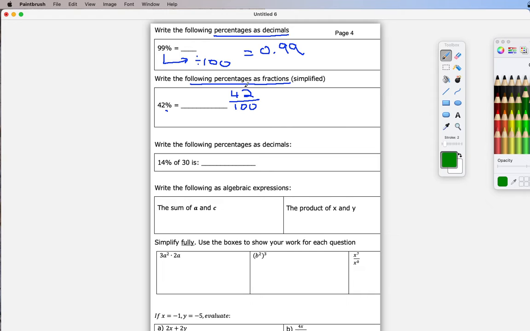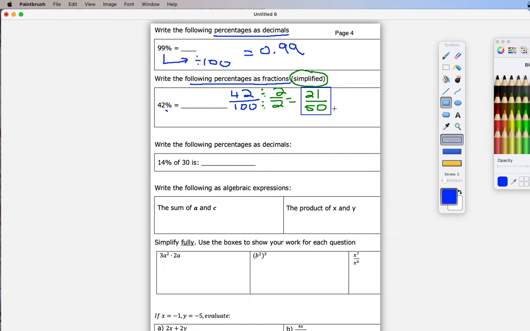And now I would like you to simplify this, meaning reduce. So if I divide the top by 2 and I divide the bottom by 2, all right, I get 42 divided by 2 is 21, and 100 divided by 2 is 50. And here we go. That is our final answer. You can no longer reduce this. There's no other numbers that you can divide 21 and 50 by. So here we go. That's our answer. Okay.